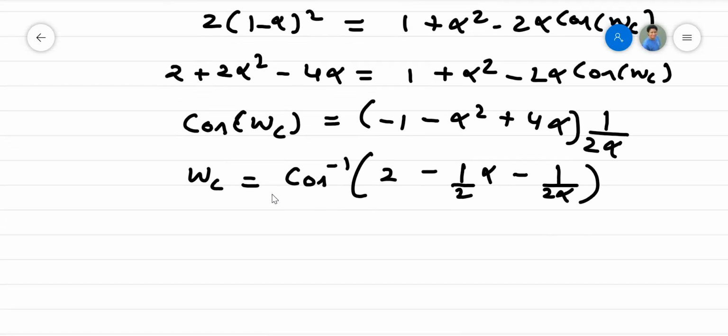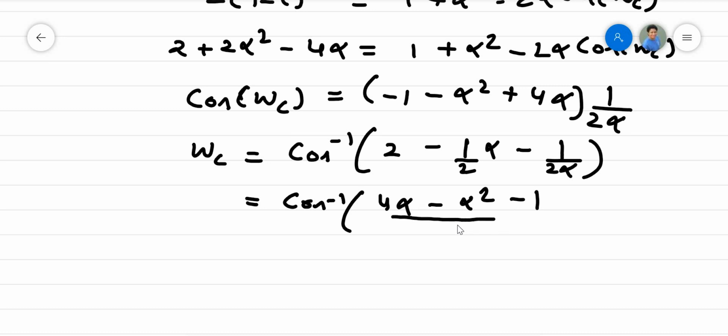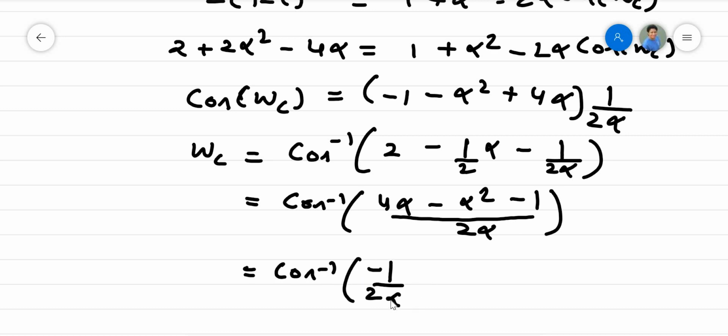So we can find out the values of alpha which can satisfy this particular relation, and we can write it like this. It is equal to cos inverse of 4 alpha minus alpha square minus 1 over 2 alpha. So it is cos inverse, minus 1 by 2 alpha, right? And it is equal to alpha square plus 1, so it is plus 1 minus 4 alpha.